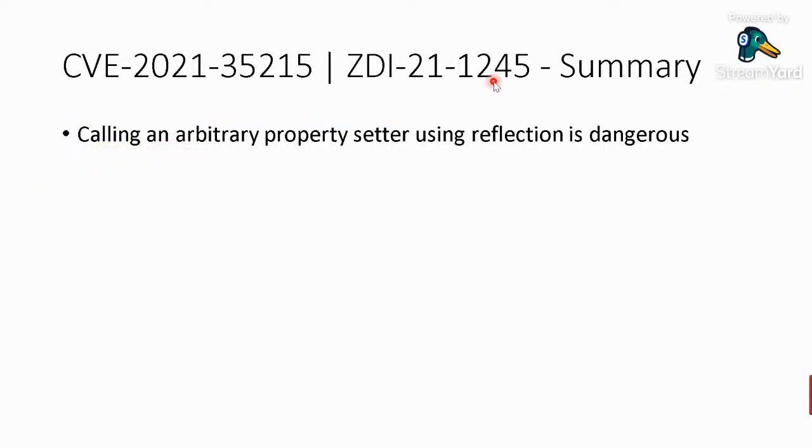So the one lesson I think we learned from this one is basically calling an arbitrary property setter. So being able to set any property of even a specific class is dangerous functionality that we don't want to open up to attackers. Any questions on this one? All right.